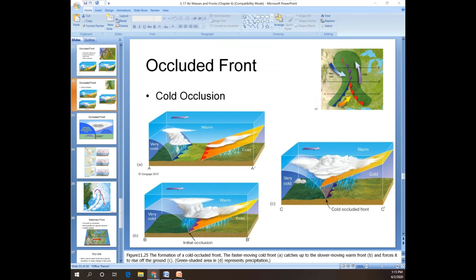Would you say the air is rising? Yes, the air is rising because it's a low pressure, and in order for the pressure at the surface to be low, the air has to be escaping, going somewhere, so it's rising up to the upper atmosphere.